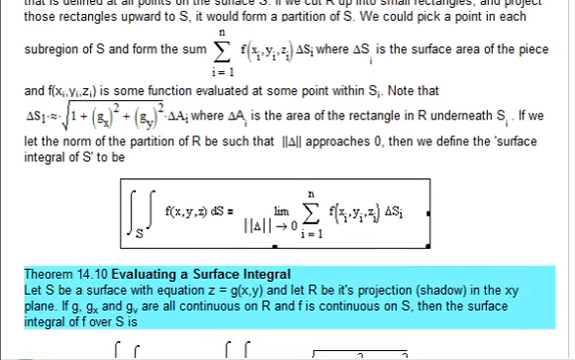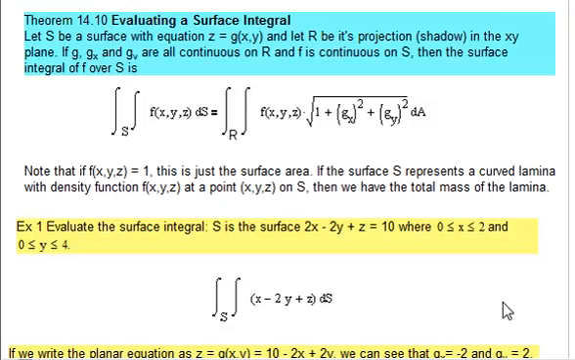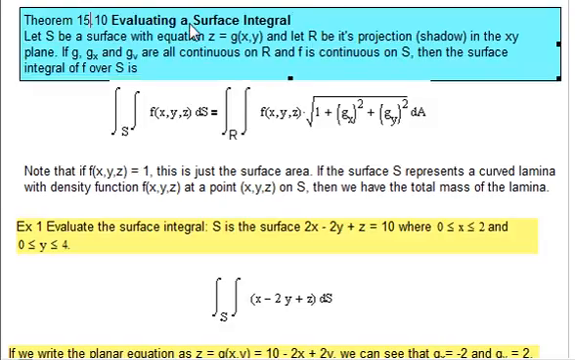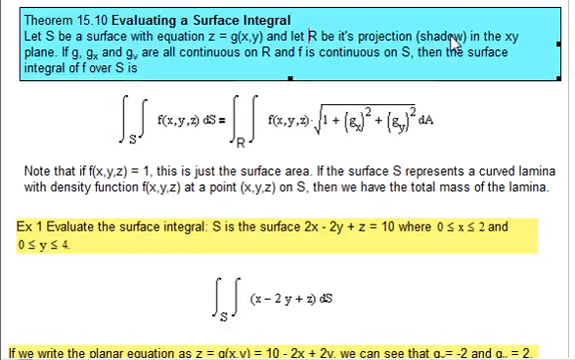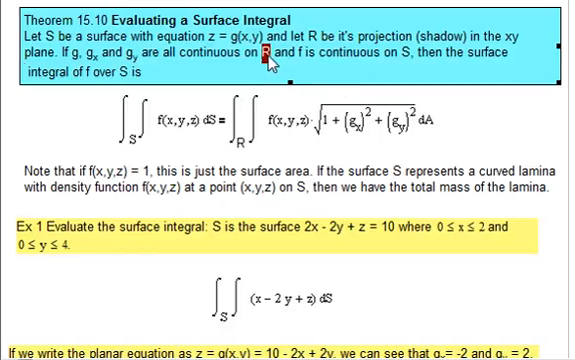So, how do you evaluate such a surface integral? Well, Theorem 15.10 should give a clue. Let S be a surface with equation z equals g of x, y, and let R be its projection, its shadow, in the xy plane. If g, the partial derivative of g with respect to x, and the partial derivative of g with respect to y are all continuous on that region R, and f is continuous on S, then the surface integral of f over S is the double integral over region R, so you can pick up your limits of integration from that, of f of x, y, z times the square root of 1 plus g sub x squared plus g sub y squared.